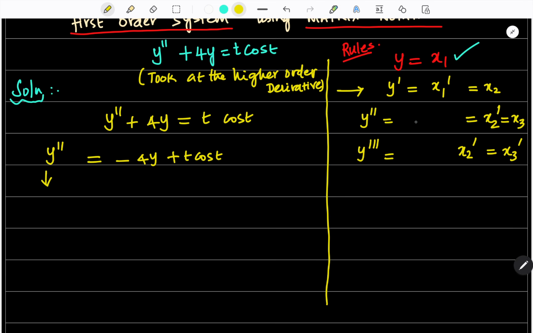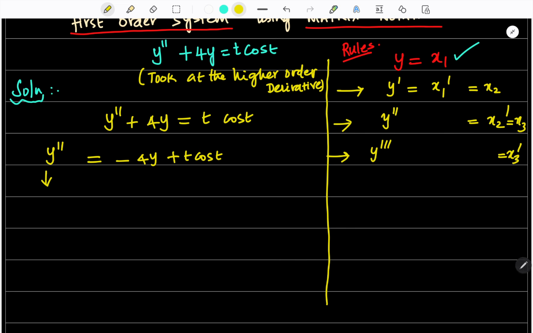So in this place you will get x1 double dash, and in this place you will get x1 triple dash. So please concentrate on the double dash. Shall I do it once again, because your looking is different? Again: y double dash is equal to x2 dash, which I'm going to call x3 for simplicity. And then y triple dash is equal to x3 dash. Is it okay?